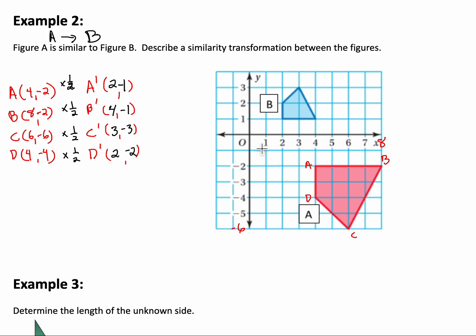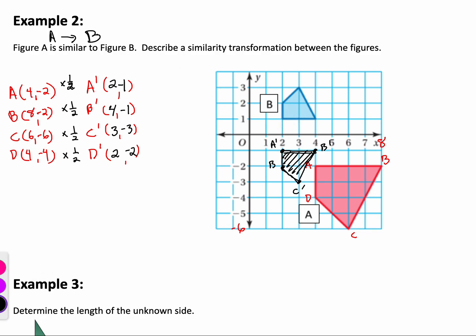Now I'm going to plot those. So 2, -1 is A prime. 4, -1 is B prime. 3, -3 is C prime. And 2, -2 is D prime. So let me shade that in and see if that is congruent. Now I can see that that's congruent.